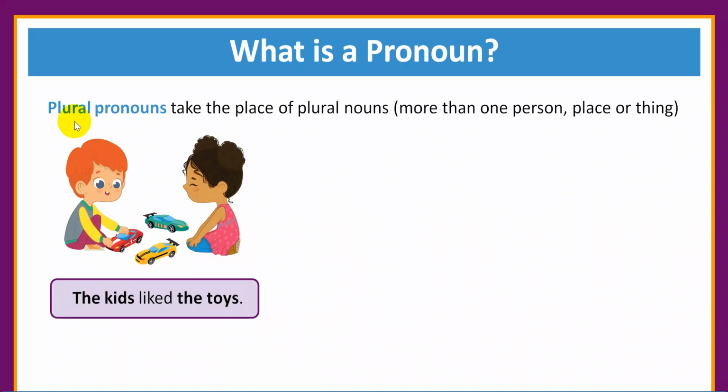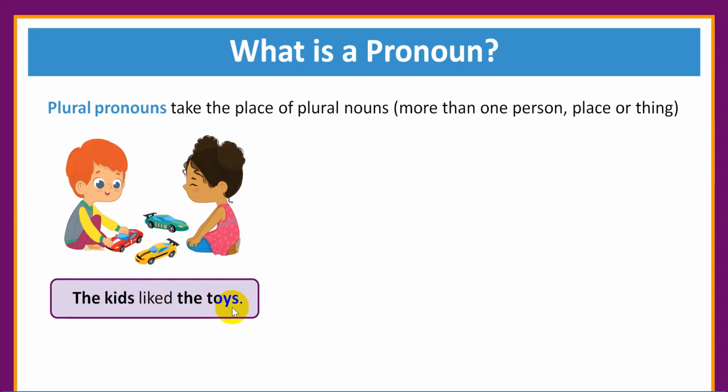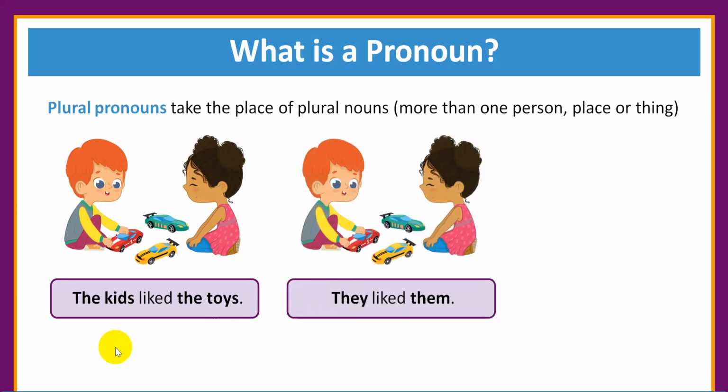Look at the plural pronouns. Logically, they take the place of plural nouns. Let's see this example. The kids is a plural noun and the toys is a plural noun. Let's see the pronouns that can be used instead of these nouns. Instead of the kids, we said they, and instead of the toys, we said them.